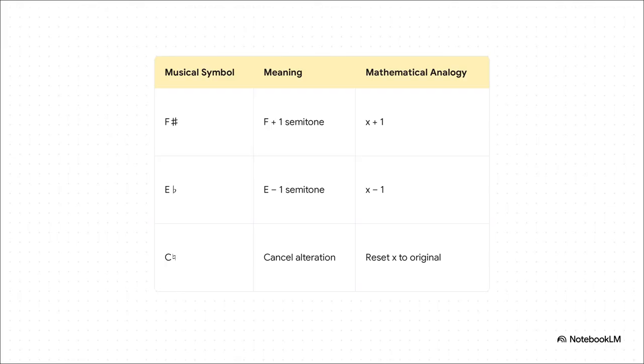And this is where it gets really cool. This slide lays out the connection to math so perfectly. Look at that top row. An F sharp in music literally means take F and add 1 semitone. In math, that's just x plus 1. Same logic. Now look at E flat. It means take E and subtract 1 semitone. That's x minus 1. See? These accidentals aren't just random symbols. They're basically mathematical operators that change the value of the notes.